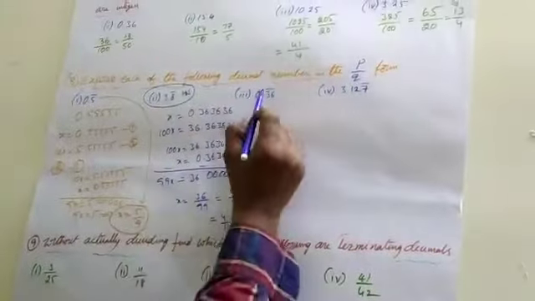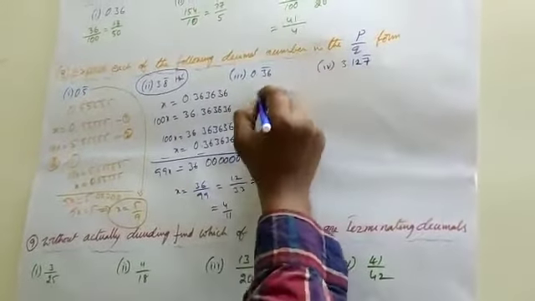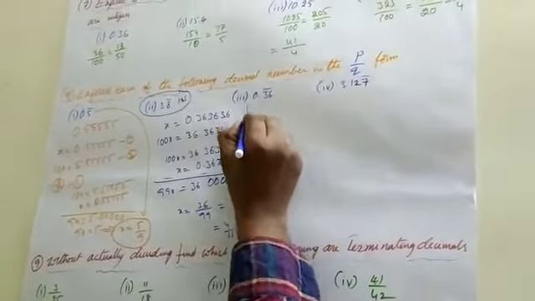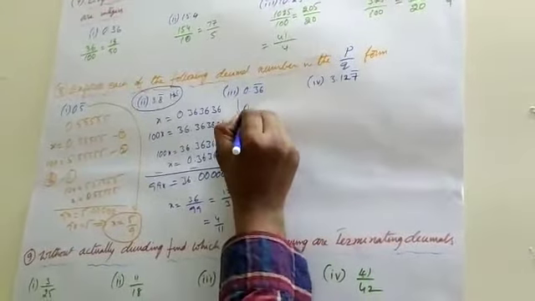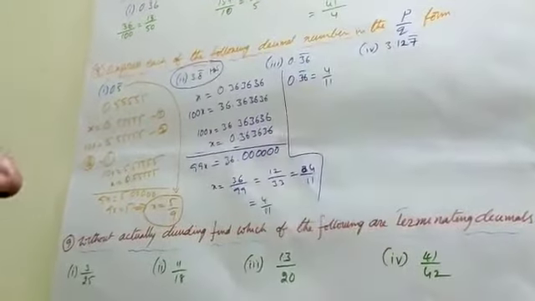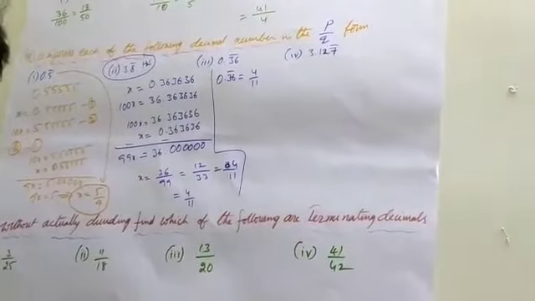Therefore, 0.36 bar, the decimal, the P by Q form. What is the P by Q form of 0.36 bar? Therefore, 0.36 bar is equal to 4 by 11. Next, go to 4.